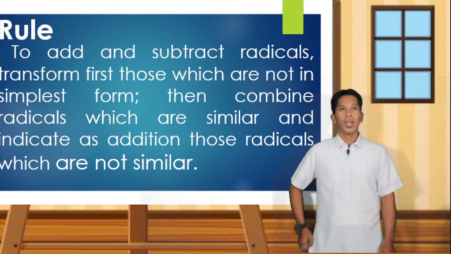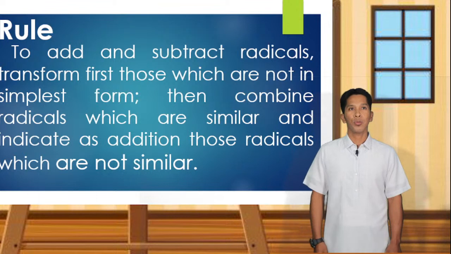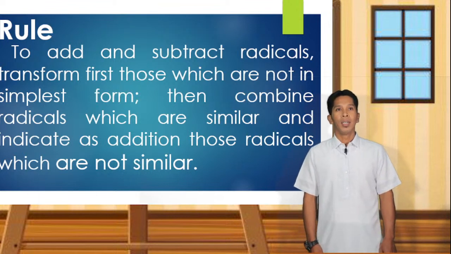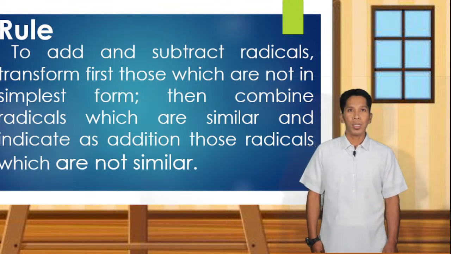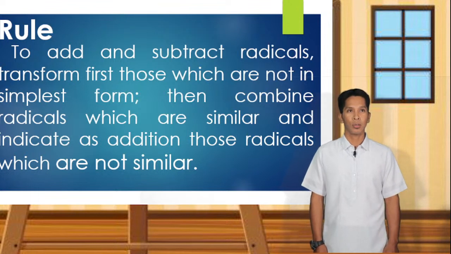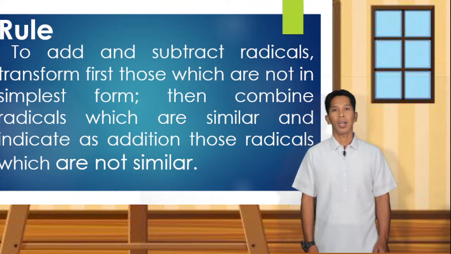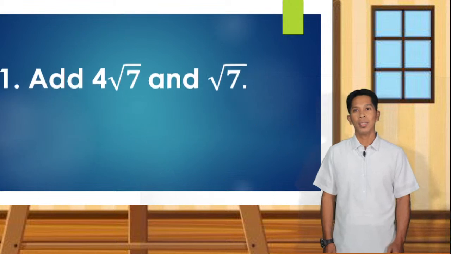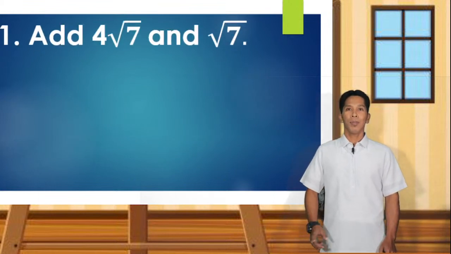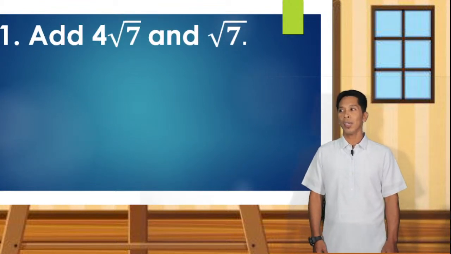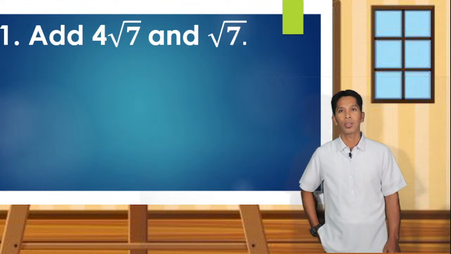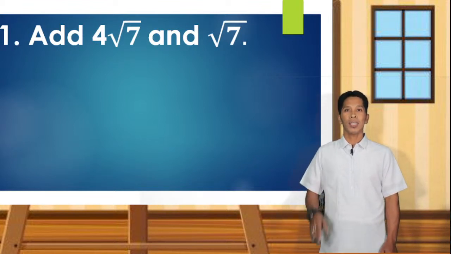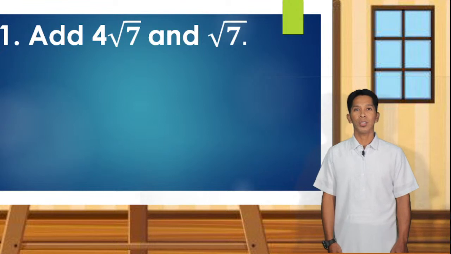To add and subtract radicals, transform first those which are not in simplest form. Then combine radicals which are similar and indicate as addition those radicals which are not similar. So let's have this example. In other words, the first thing we need to do is to simplify those radical expressions, and then after simplifying, we combine all the similar terms.